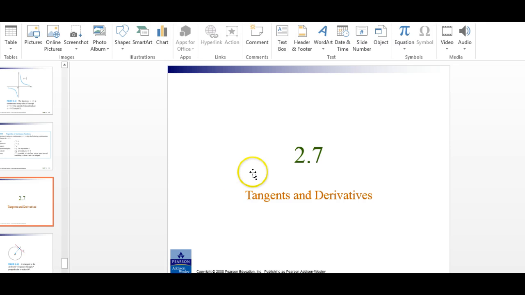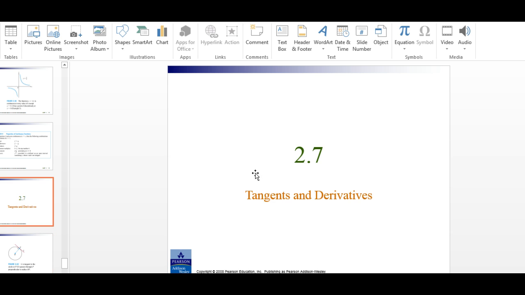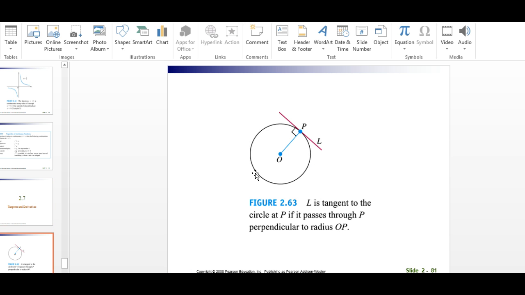So now I'm going to start this section on tangent and derivatives. This is an important section because this is a section in which we introduce you to the concept of derivative. First of all, let's try to understand what a tangent is.